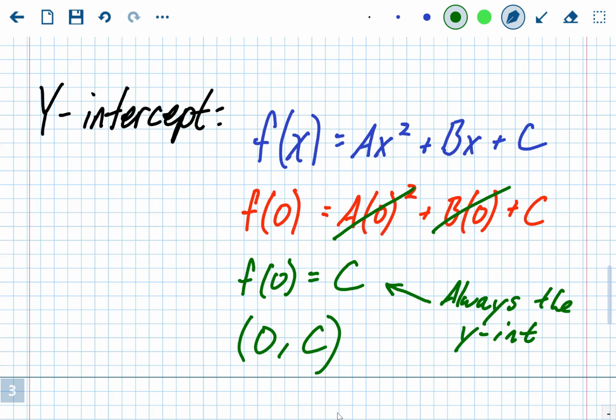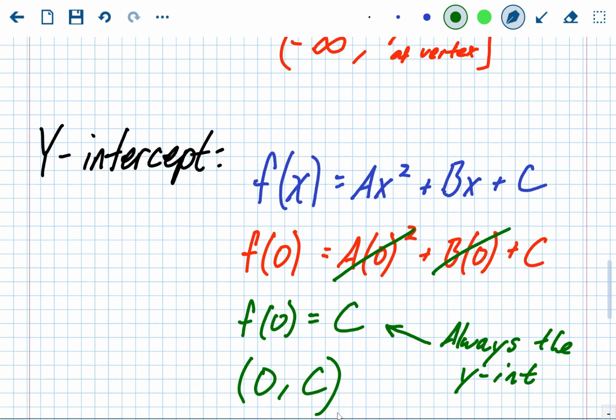So anytime you see a quadratic function in standard form, look at c. Boom, you already know the y-intercept automatically. Okay. All right, so that was the note portion. I'm going to do a separate video for the example problem. And that should be enough for the homework.